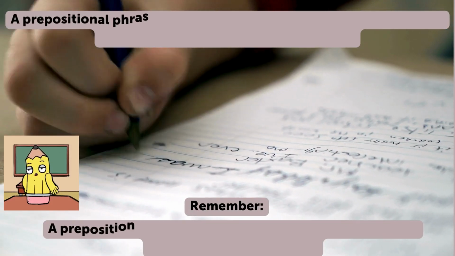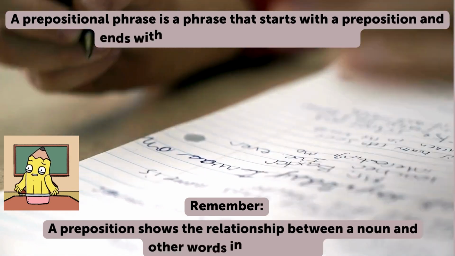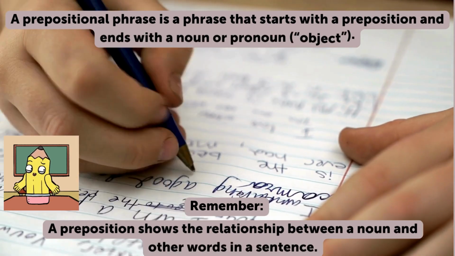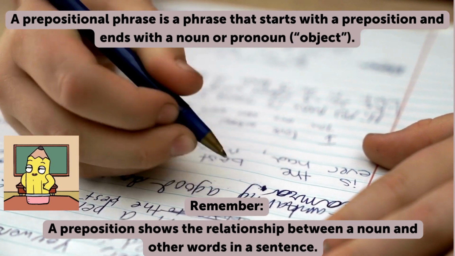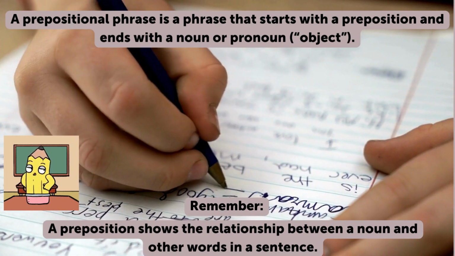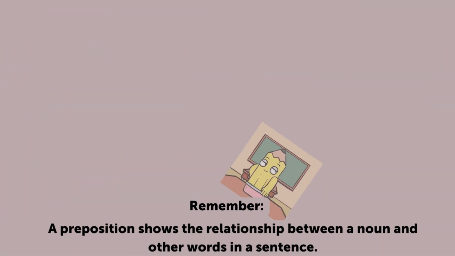A prepositional phrase is a phrase that begins with the preposition and it ends with the noun or pronoun that is the object of that preposition. And you do need to remember that a preposition is a word that shows a relationship between a noun and other words in the sentence.